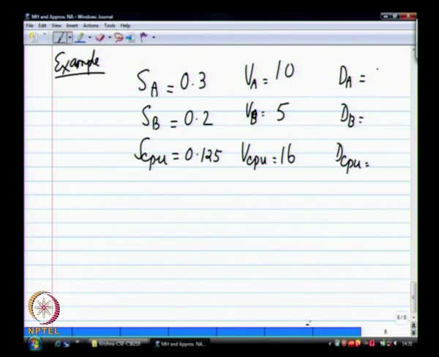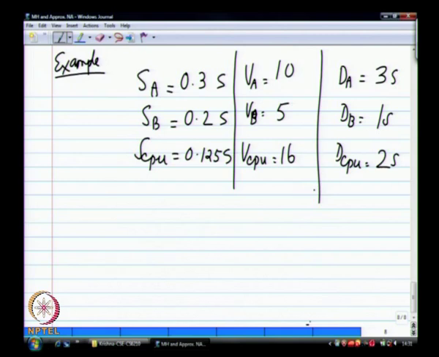And then the DAs were 3, 1 and 2, this is S as in seconds. So mostly we just look for this, right. This is pretty much all that you get, S and V, after that you can get the D. So now the first step is to find out R, right, you need Q before you can find R.